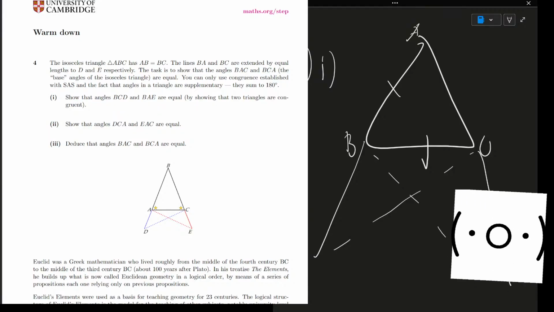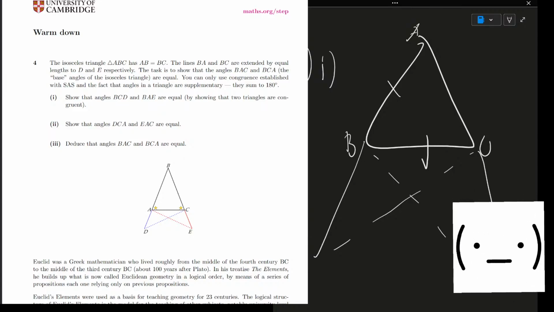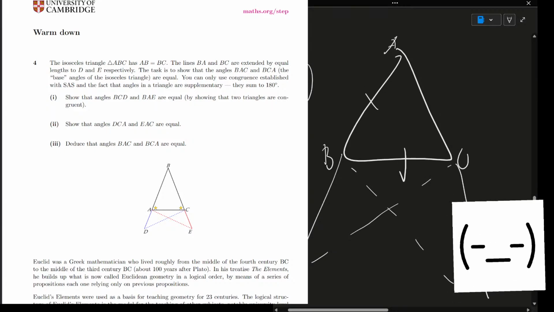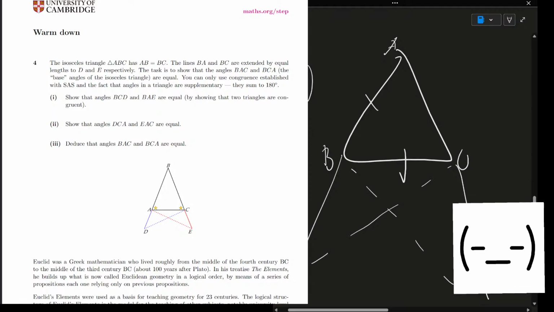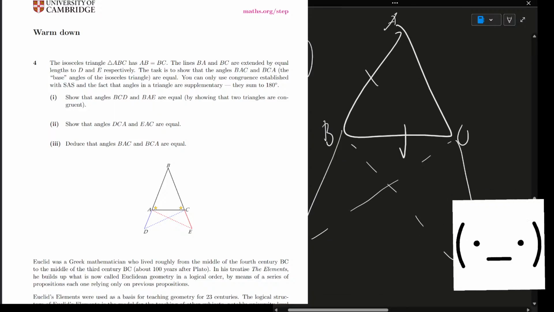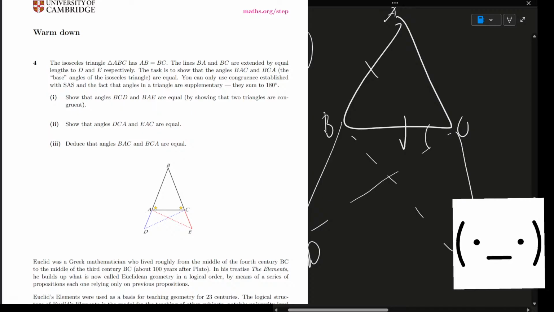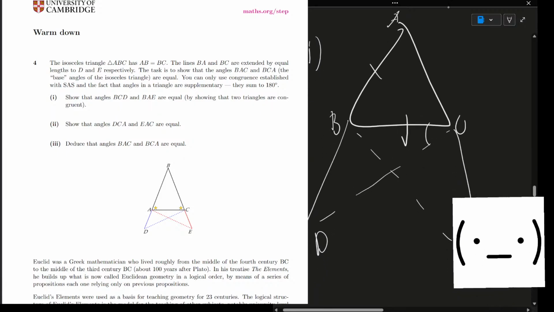You can only use congruence established with SAS, and the fact that the angles in the triangle are supplementary sum to 180. So that BCD being this, and BAE, oh my bad, I drew it wrong again.